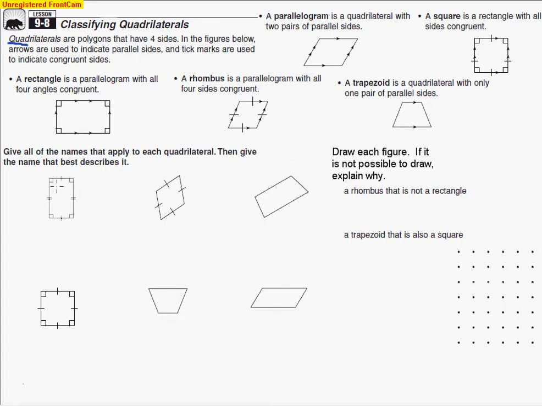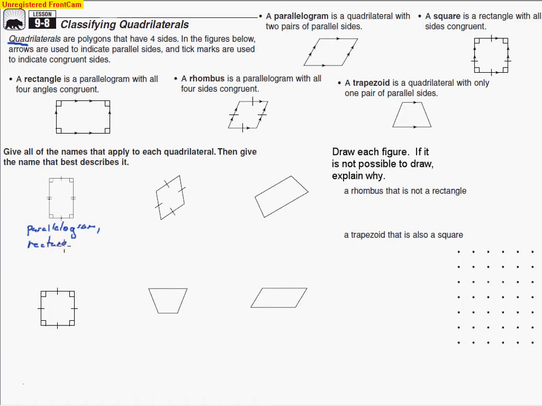So notice that all angles are the same, and we also have that these two sides are parallel, and these two sides are parallel. And notice also that we have tick marks. These little tick marks represent that these two sides are congruent, along with these two sides being congruent. So what we have to start with is a parallelogram. So parallelogram is the first thing that we have here. We also can call this a rectangle.